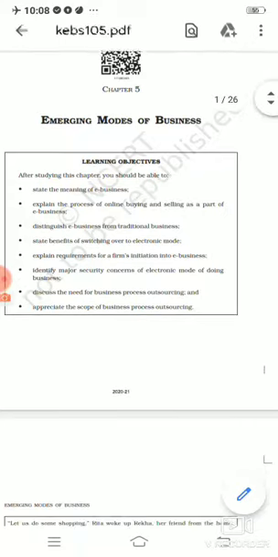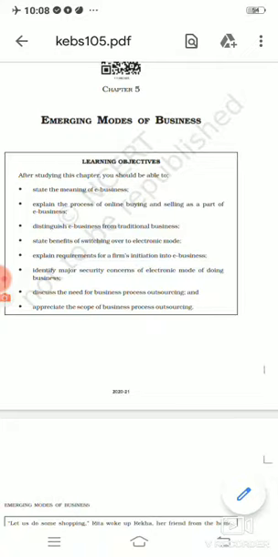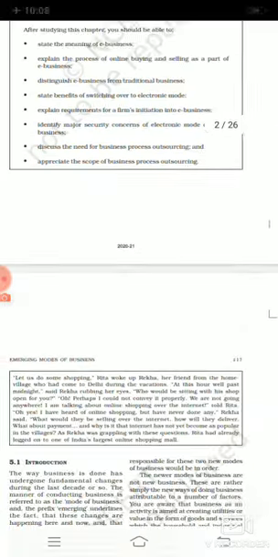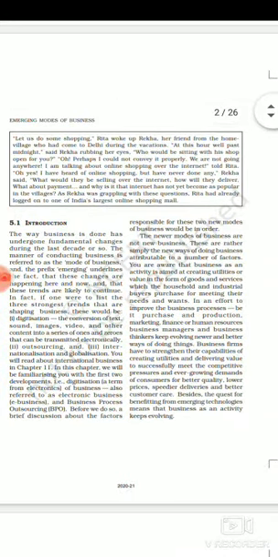Now let's discuss what we have gone through in this chapter in the previous video. Students, emerging modes of business: I have explained that there are different ways by which we can conduct our business. The mode of business basically means the manner by which we conduct the business. We can define it as: the manner of conducting business is called the mode of business.